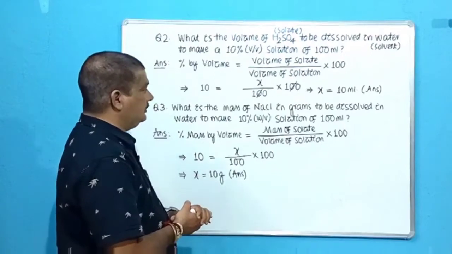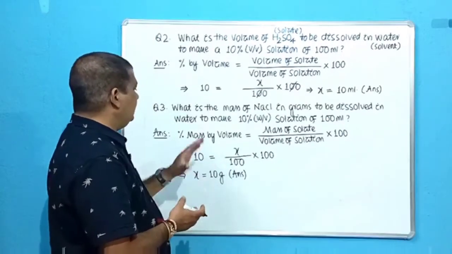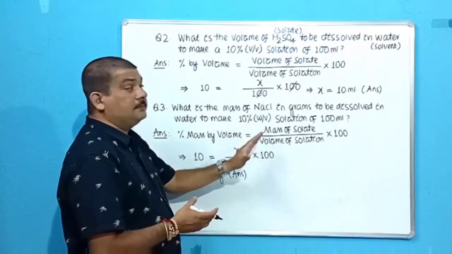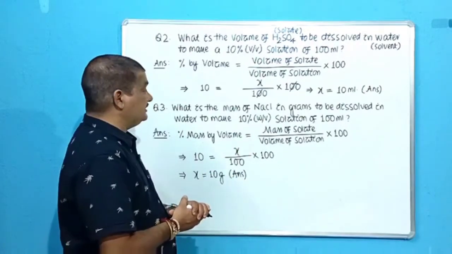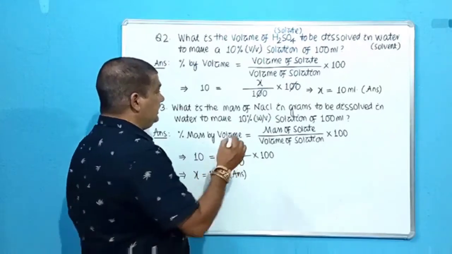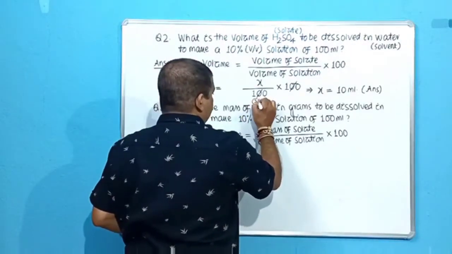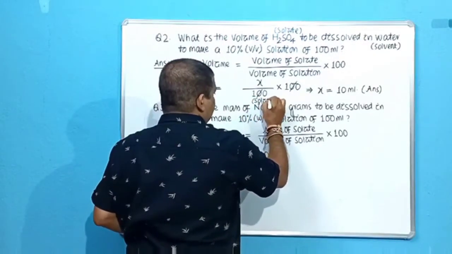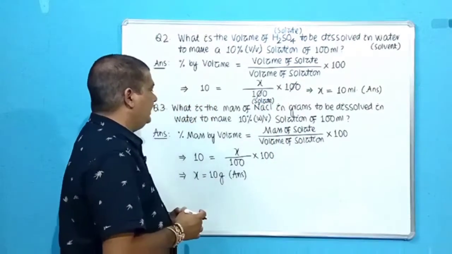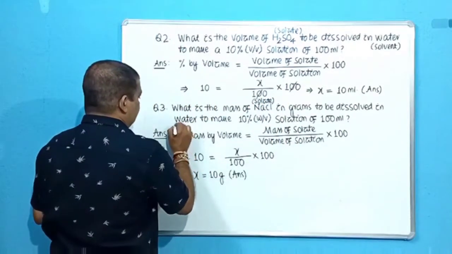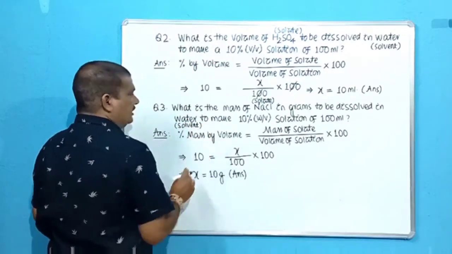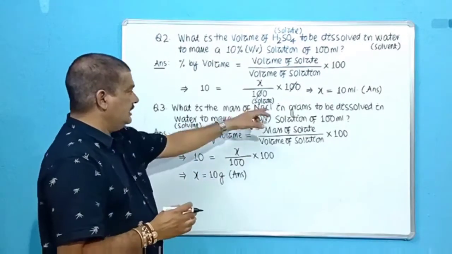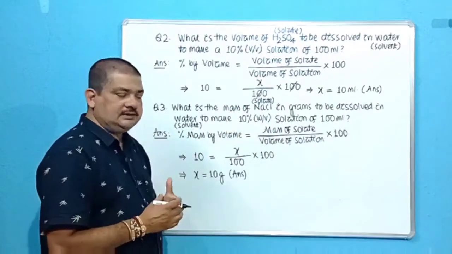Then question number 3. What is the mass of sodium chloride in grams to be dissolved in water to make 10% W by V? That means it is mass by volume percent. What is the solute here? Now sodium chloride is the solute here. What is the solvent here? Now water is the solvent here. So they will make the solution. Solute plus solvent, they make the solution.